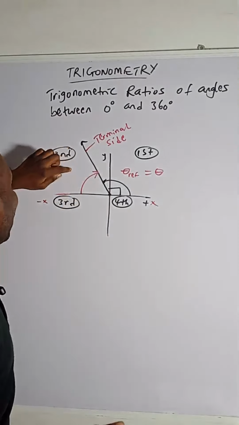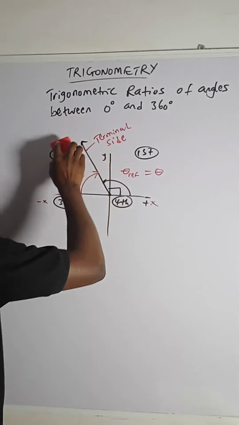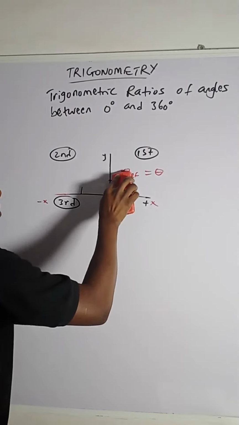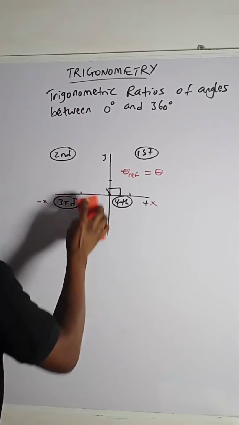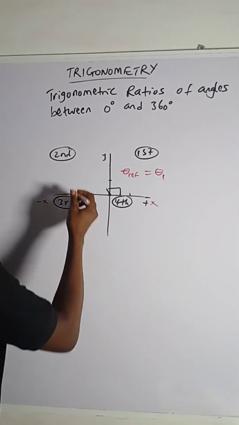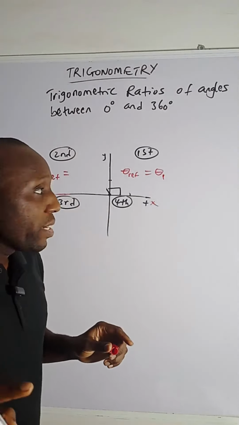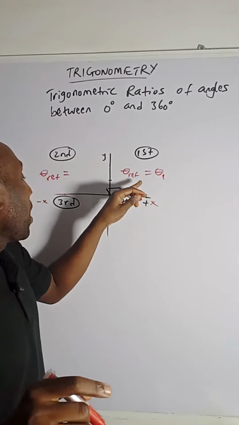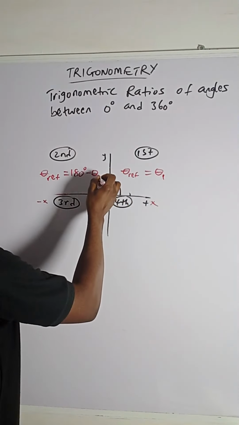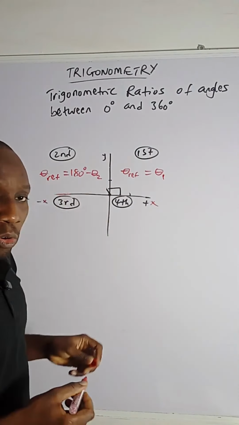But what about if you are in the second quadrant? To get the reference angle for the second quadrant, this is the first quadrant, right? For the second quadrant it is going to be 180 degrees minus the angle in the second quadrant. That's how you get the reference angle in the second quadrant.